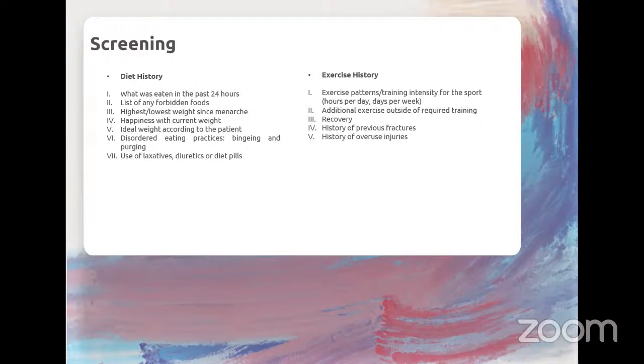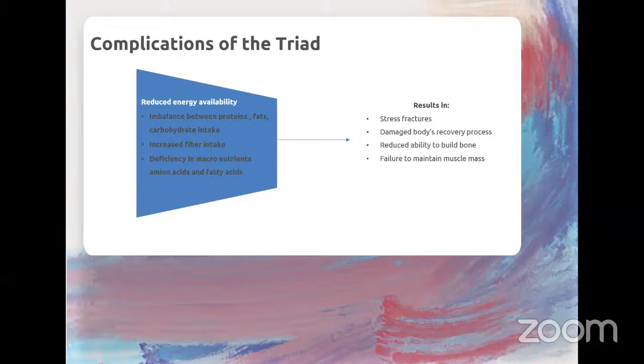Recovery, is the recovery proper? Recovery includes sleep, hydration and proper nutrition. Then history of previous fractures and history of overuse injuries. What are the complications of the triad? So like I've mentioned before also, it will lead to stress fractures, damaged body's recovery process, recovery will get hampered, then reduced ability to build bone, or reduced ability to increase the strength of the bone, and also increase the strength of the muscles, or maintain the muscle mass.